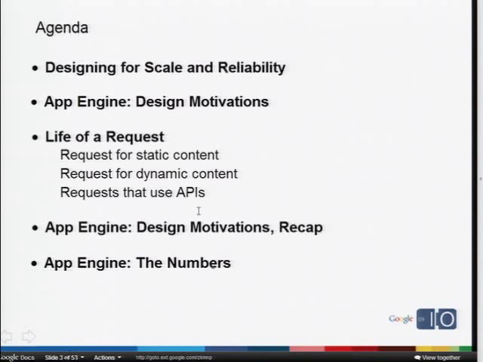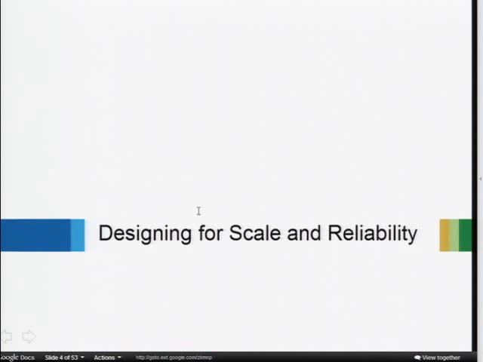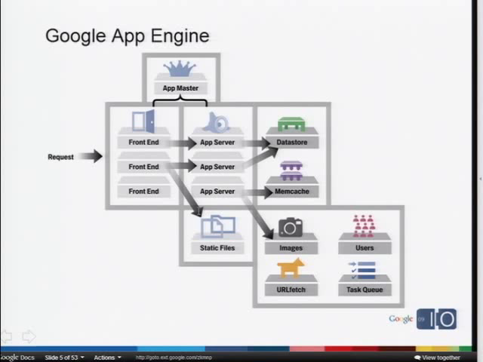And then we'll take a look at some different kinds of requests as they pass through App Engine's infrastructure, and how that affects the way you design your application and the way your application actually runs. Then I'm going to go back over the design motivations and take a look at that in more detail. And then I'm going to go over some numbers regarding App Engine. So first off, let's talk about web stacks.